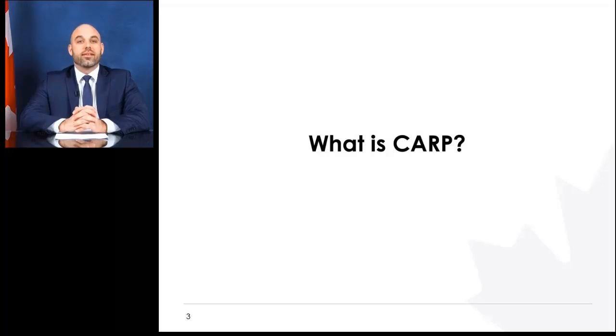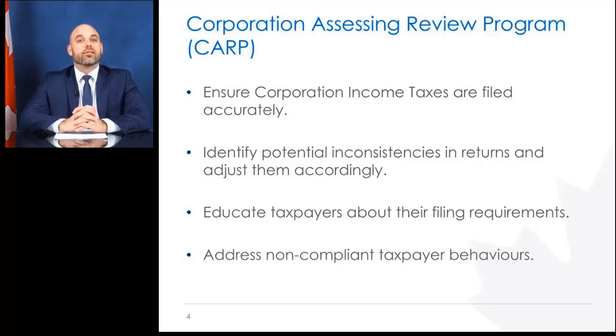What is Corporation Assessing Review Program, CARP? Canada's tax system is based on self-assessment and voluntary compliance. In other words, the CRA relies upon you to complete your own tax returns and comply with tax law to the best of your knowledge. You are responsible for reporting income earned and claiming your own deductions and credits. The Corporation Assessing Review Program, or as we've nicknamed it, CARP, is a way for the CRA to help ensure small and medium-sized businesses are completing their T2 corporate tax returns properly.